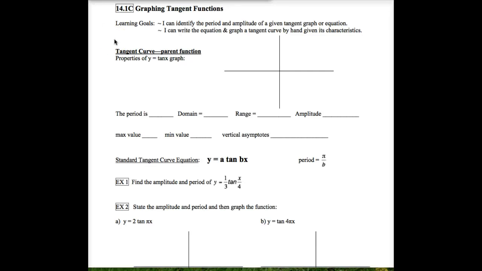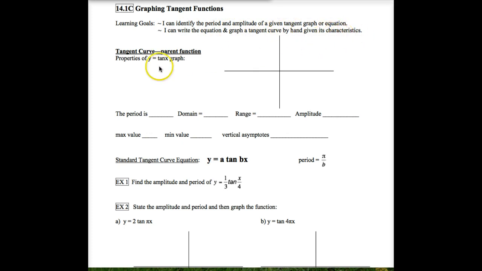Let's talk about how to graph a tangent function, the final of the basic trig graphs that we'll talk about, and they're very, very similar to each other. They have the same type of shape, it's just shifted over a little from what we had on the sine graph. A tangent curve looks completely different, but our goals are going to be the same as with the other two. We want to be able to identify the period and the amplitude of a given tangent graph or equation. We want to be able to write the equation and graph a tangent curve by hand when we're given its characteristics.